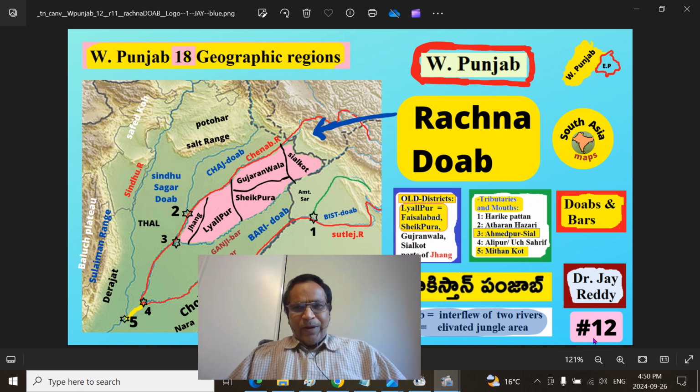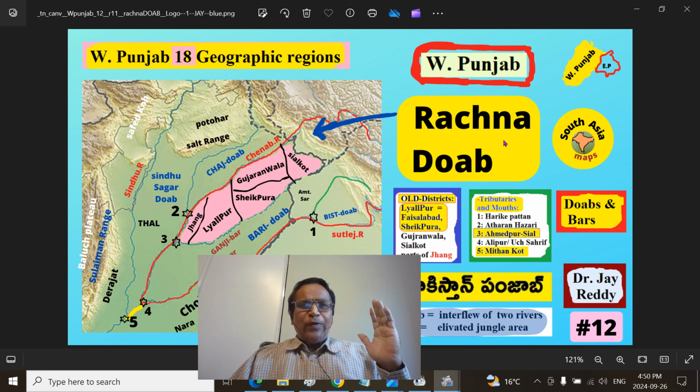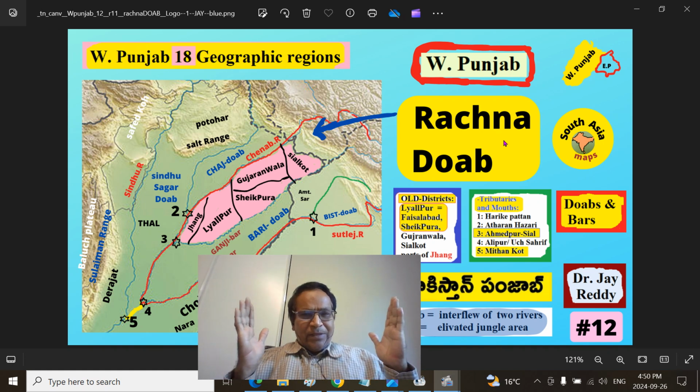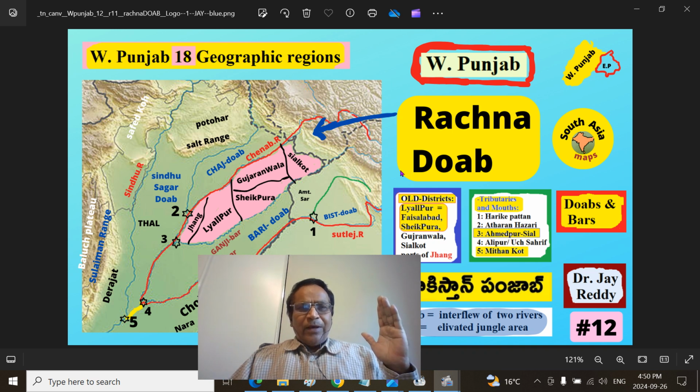Mitronam, we are continuing our West Punjab series, Paschim Punjab series, Maghreb Punjab series, west side of the Radcliffe line, part 12. In this presentation, we will be exploring in detail the Rachna Doab, or Rechna Doab. This is the land in the interflow of two rivers, the Ravi River on the south and the Chenab River on the north. That is the Rachna Doab.